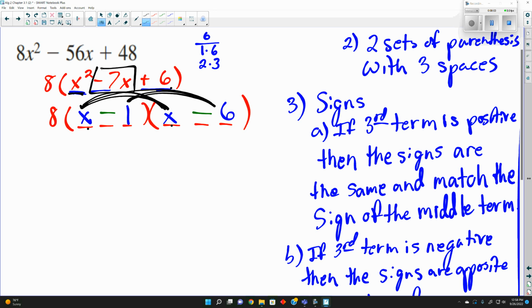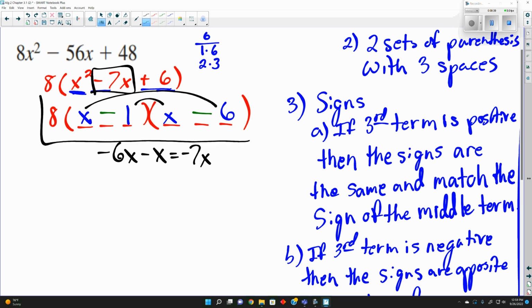So really, instead of doing all those, we can focus on the x times negative 6 and the negative 1 times x. Because the other one, x times x, is x squared. Negative 1 times negative 6 is positive 6. They get us back there. Now x times negative 6 is negative 6x. Negative 1 times x is negative x. And negative 6x minus x is negative 7x. Is that the middle term we wanted? Yes. So those are our factors.